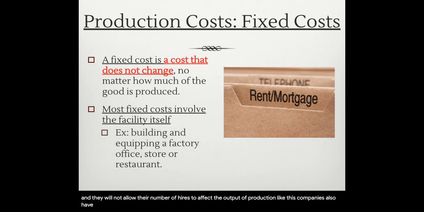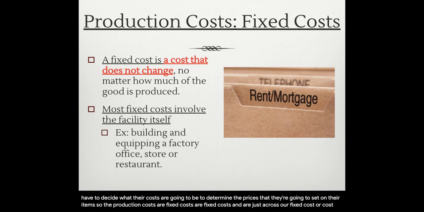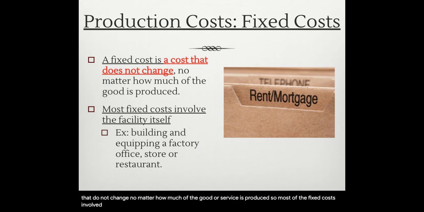Companies also have to decide what their costs are going to be to determine the prices that they're going to set on their items. So the production costs are fixed costs and variable costs. Fixed costs are costs that do not change no matter how much of the good or service is produced. Most of the fixed costs involve the facility itself.